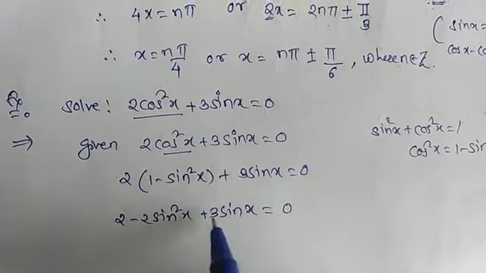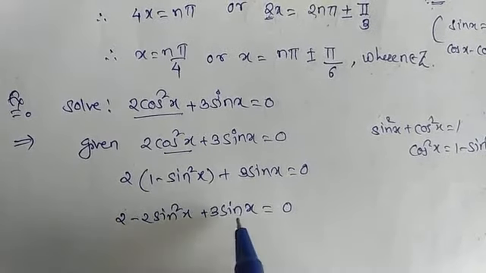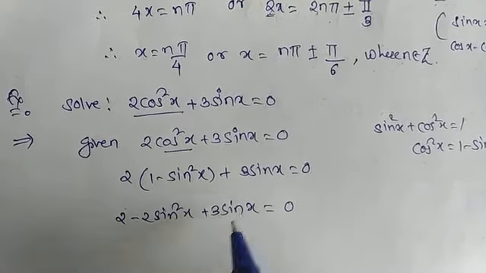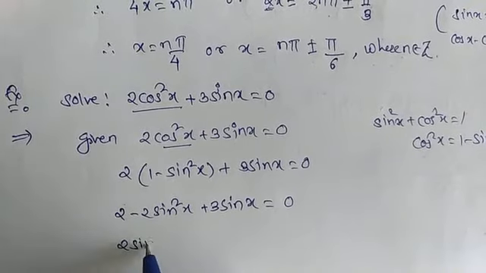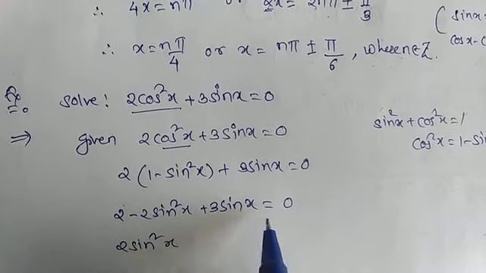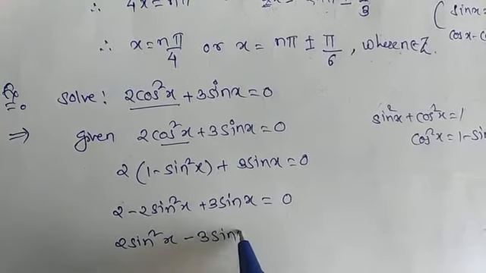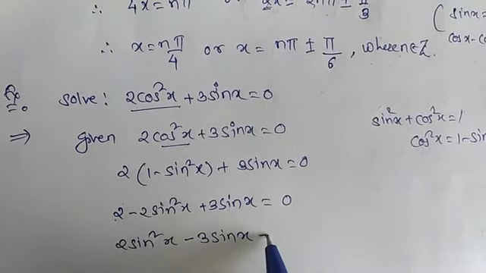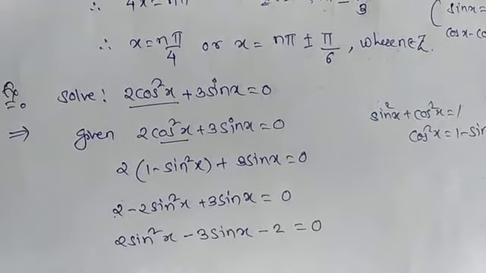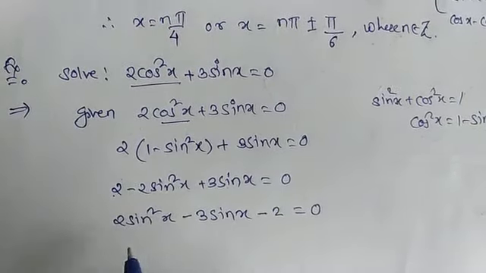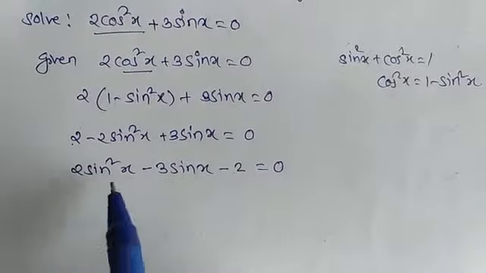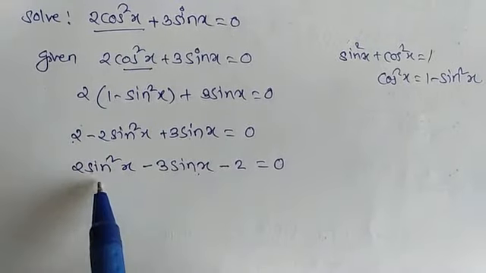It can also be written as, multiplying throughout by minus 1, twice sin square x minus 3 sin x minus 2 equal to 0. Here the positive terms become negative. Now this is a quadratic equation in sin x.